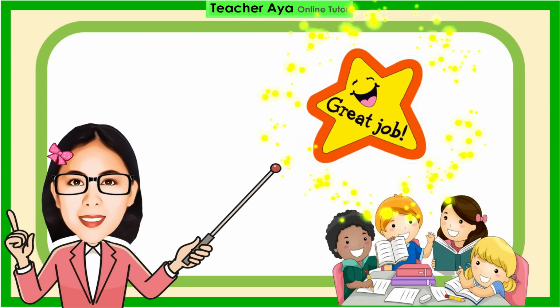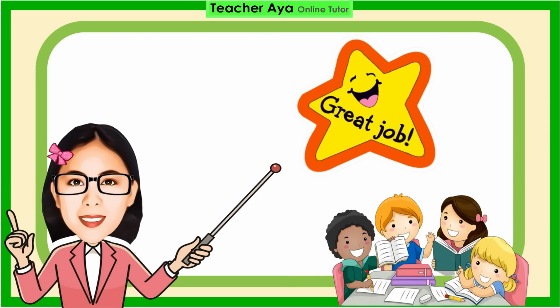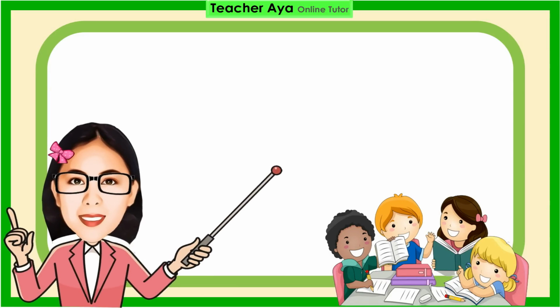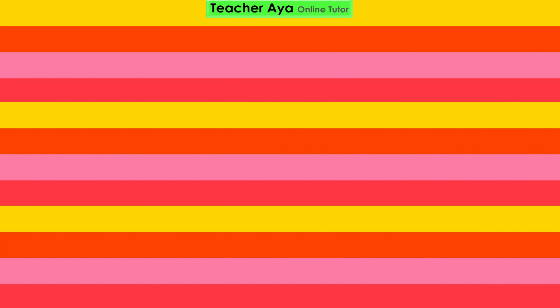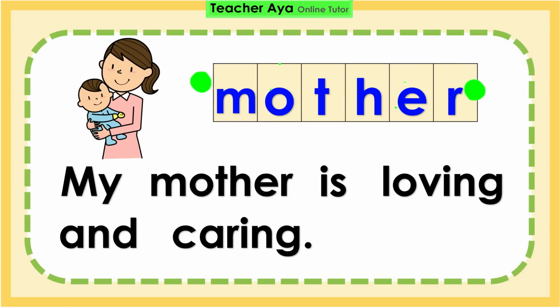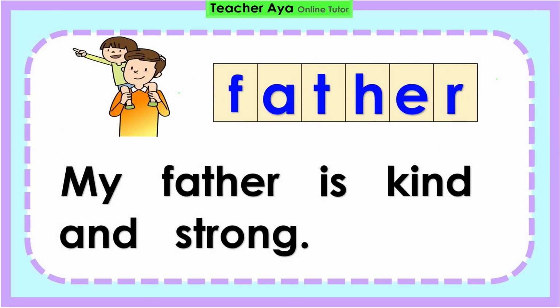Great job, children! Now, let's try to read the sentences together. Are you ready? Let's start. Mother. My mother is loving and caring. Father. My father is kind and strong.